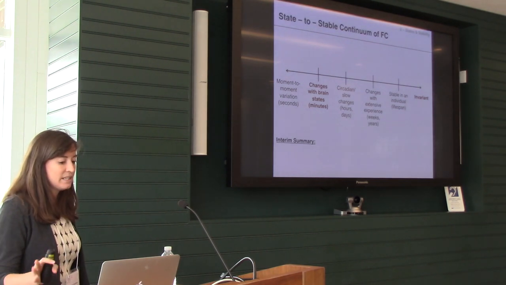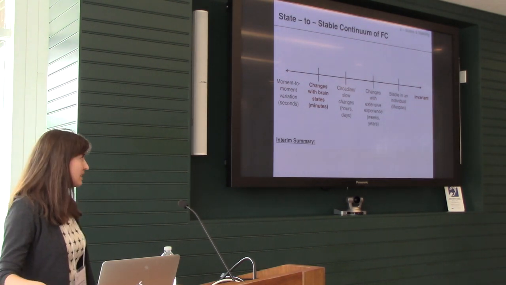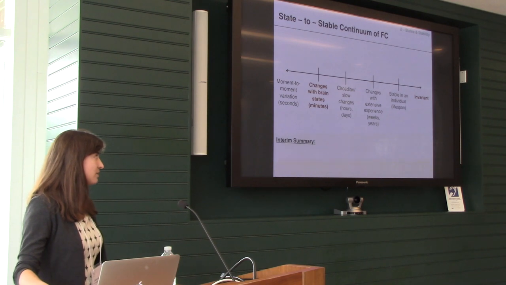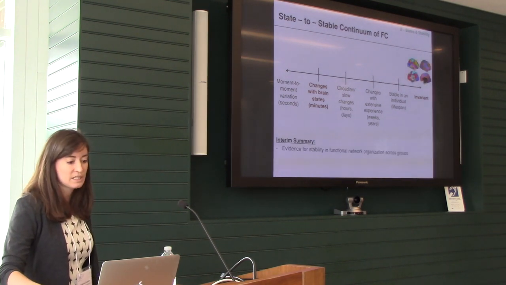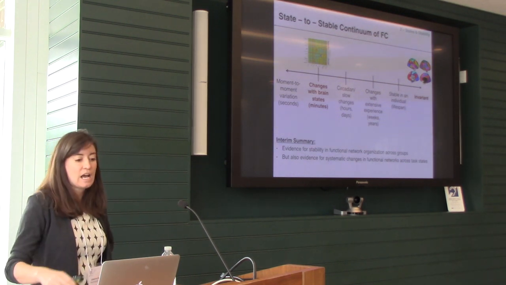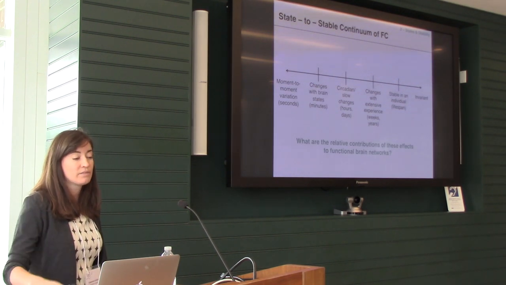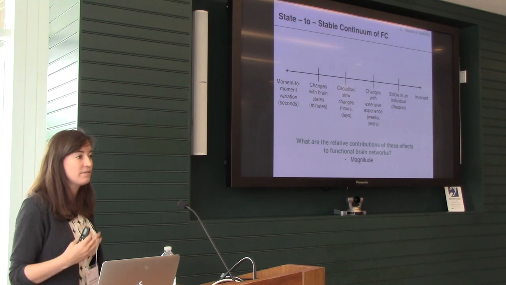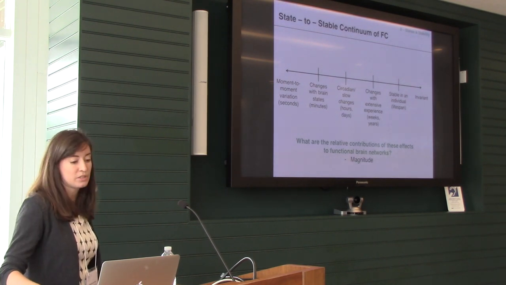So here I've presented evidence on both ends of the spectrum, that is for the invariance of the brain networks and also changes with brain states. But I think the question is, what are the relative contributions of these two types of effects? How do they vary in their magnitude and the distribution across the brain?